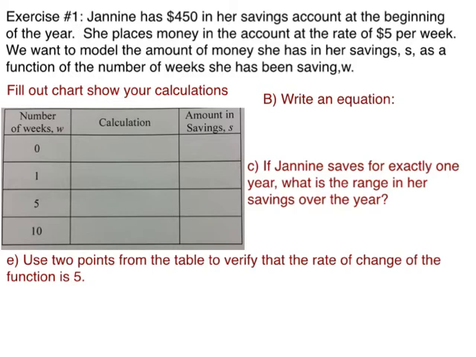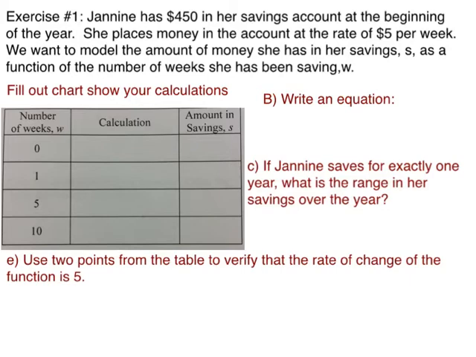In exercise number 1, Janine has $450 in her savings account at the beginning of the year. She places money in the account at the rate of $5 per week. We want to model the amount of money she has in savings S as a function of the number of weeks she has been saving W. So A, fill out the table below for some of the number of weeks. Show the calculations that result in your answer.